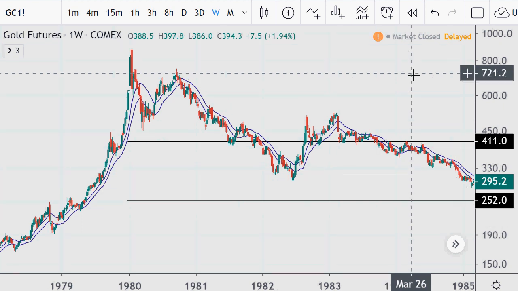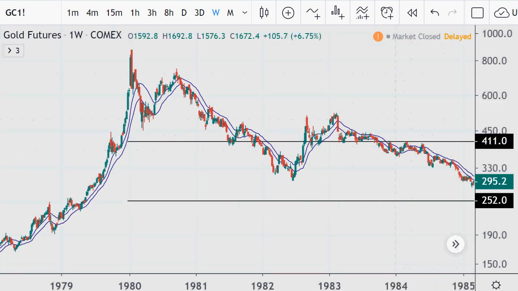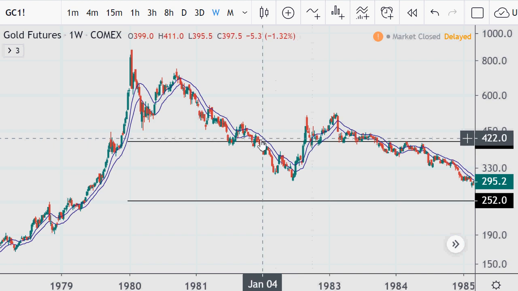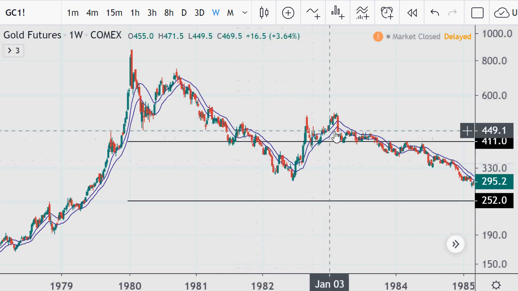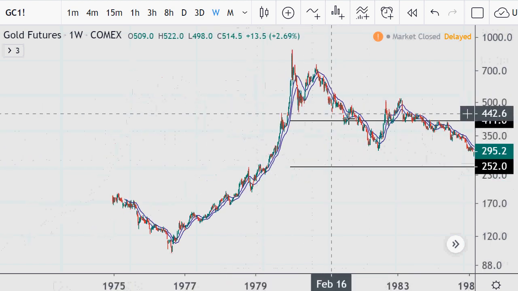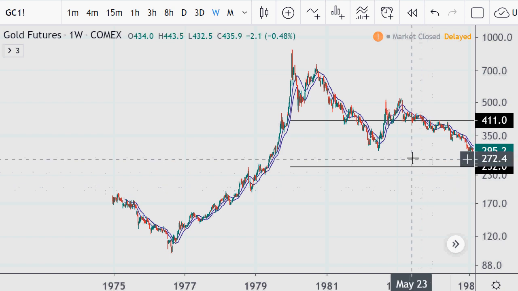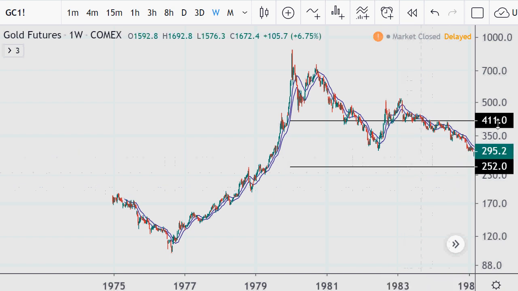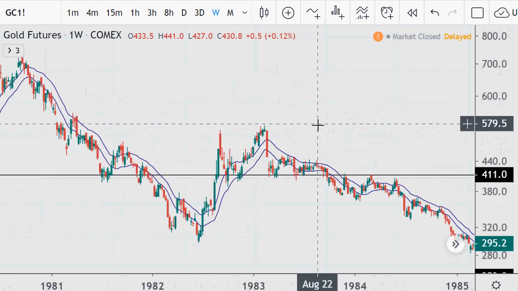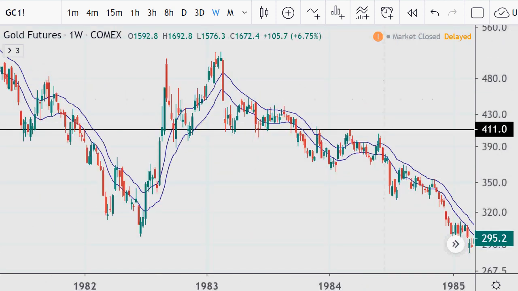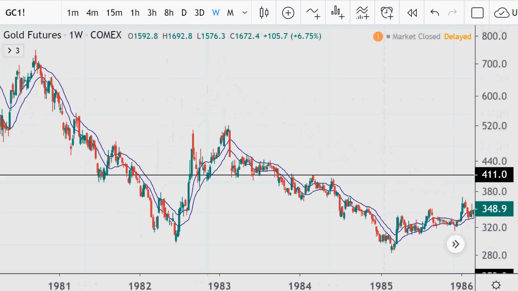I guess we're going to be there soon because it's been nothing but continuation downtrend. We've supported this barely, resisting 411, 252. That seems like we're definitely going to be going there. Spoiler, it probably does. But does it do it in 1986? Well, let's see.